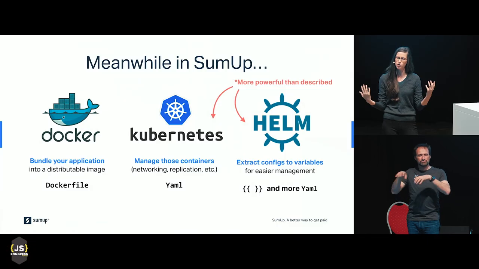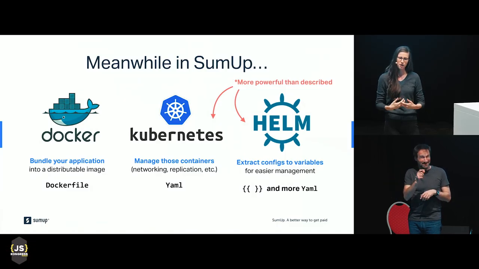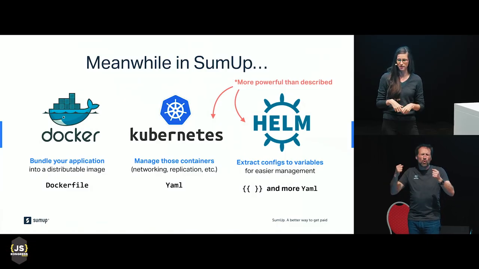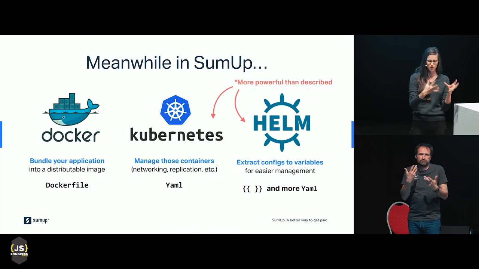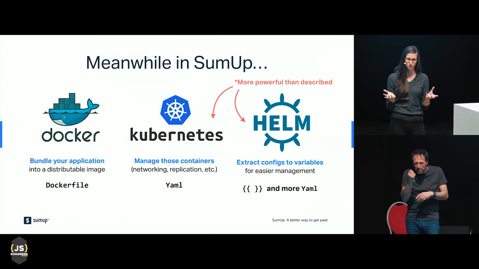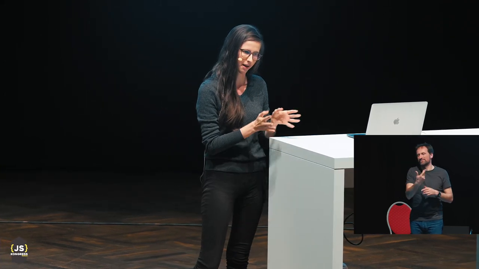And I should mention, both Kubernetes and Helm can do so much more than we need here, but something that I think is so cool about this is that you only need certain parts of each of these things to achieve what we want to achieve. So you don't need to know like the deep depths of Kubernetes in order to accomplish something meaningful.